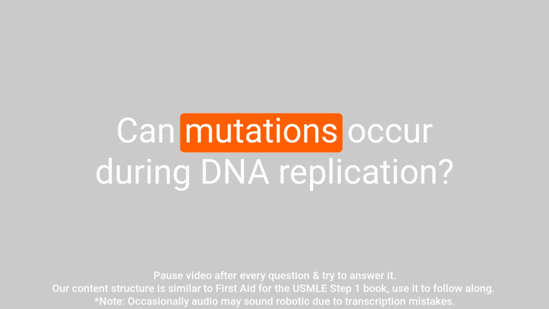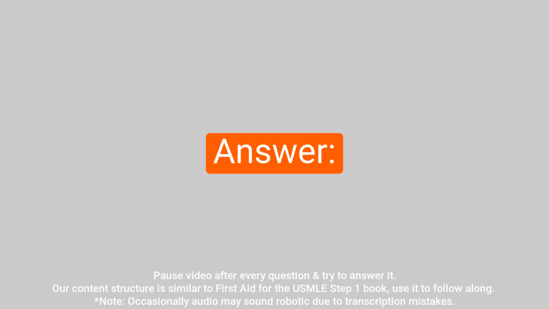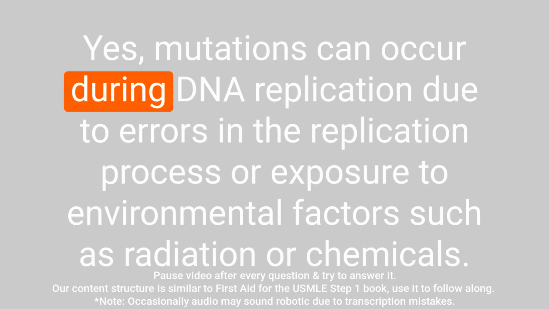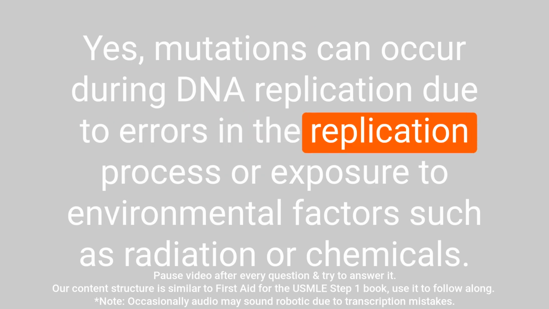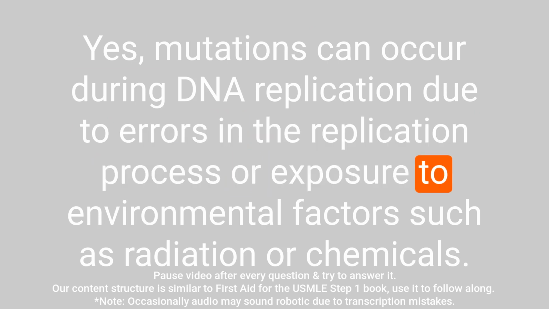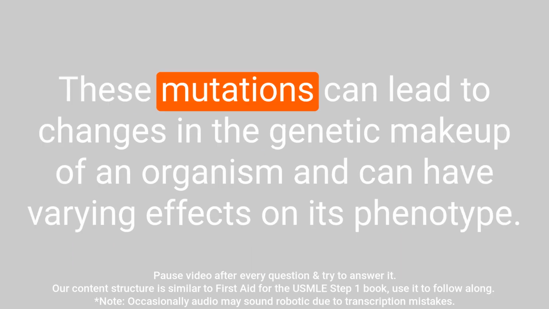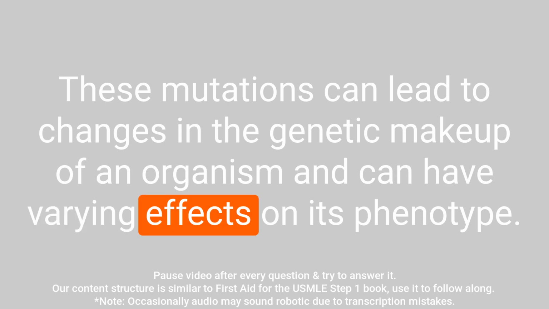Question: Can mutations occur during DNA replication? Answer: Yes, mutations can occur during DNA replication due to errors in the replication process or exposure to environmental factors such as radiation or chemicals. These mutations can lead to changes in the genetic makeup of an organism and can have varying effects on its phenotype.